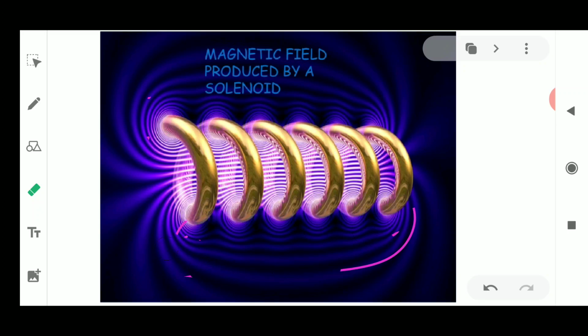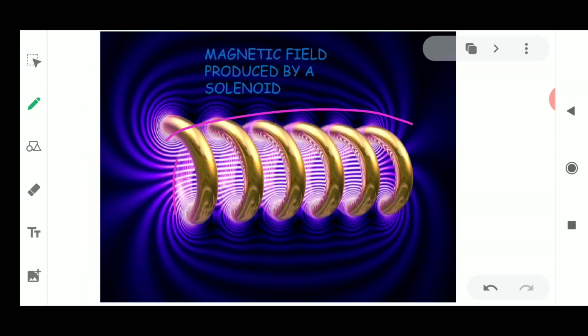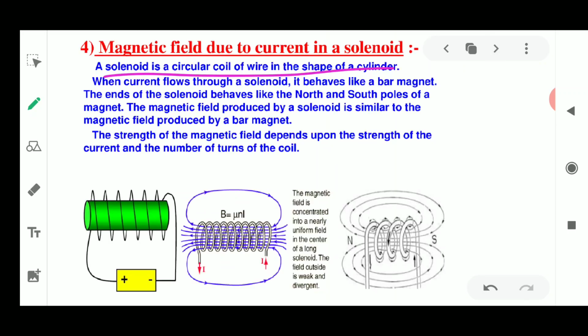Okay, this is a very beautiful picture of a solenoid, that's why I have put it here, so that you could see and remember the magnetic field which is produced inside this solenoid as well as outside this solenoid. So we go on to the magnetic field due to a current carrying solenoid. A solenoid is a circular coil of wire with the shape of a cylinder. It is cylindrical in shape, but the difference is that a circular loop has taken a number of turns. So when current is flowing through a solenoid, it behaves like a bar magnet. Why is it behaving as a bar magnet?